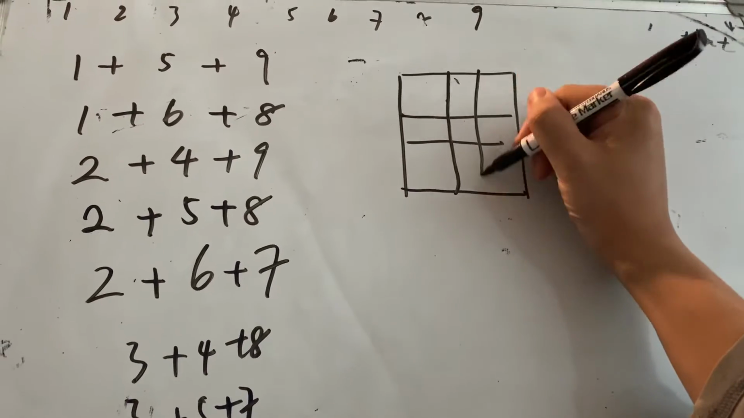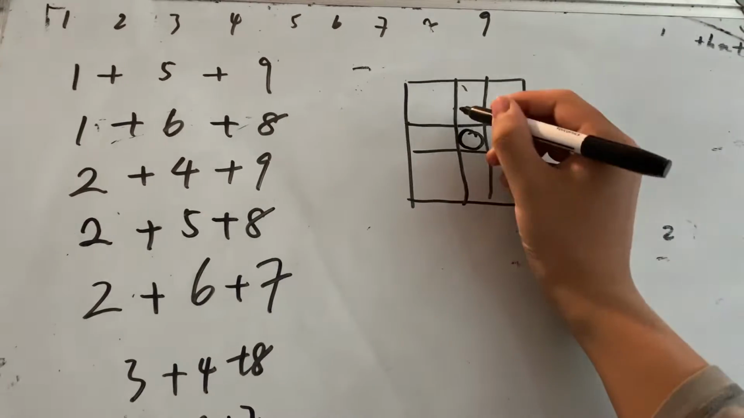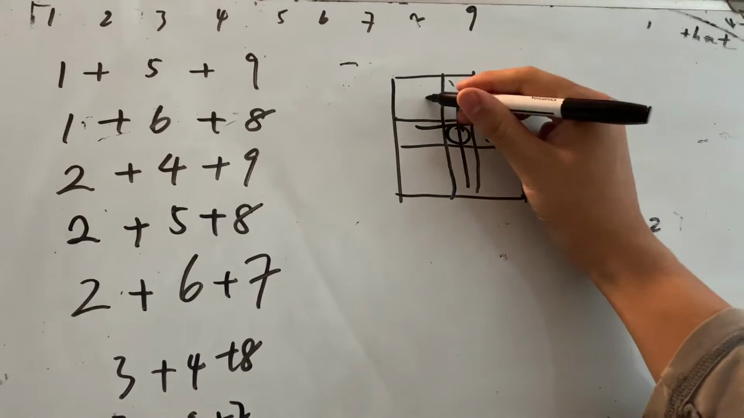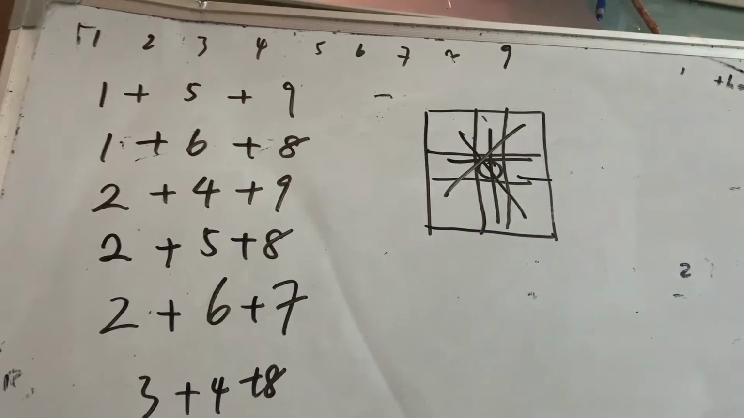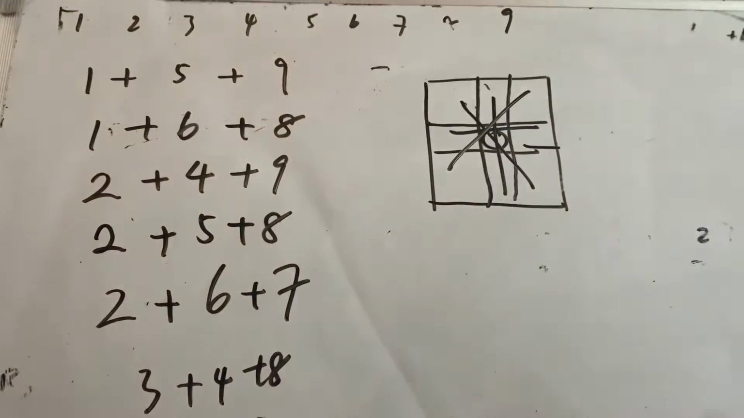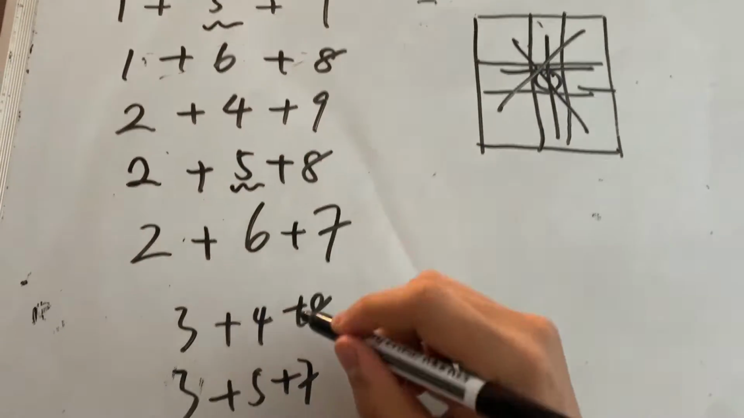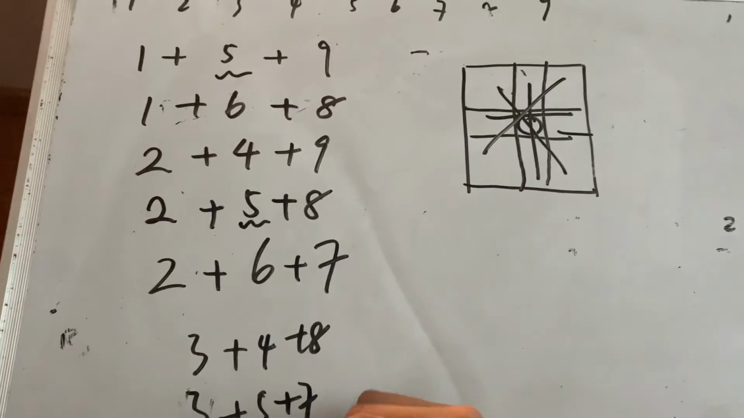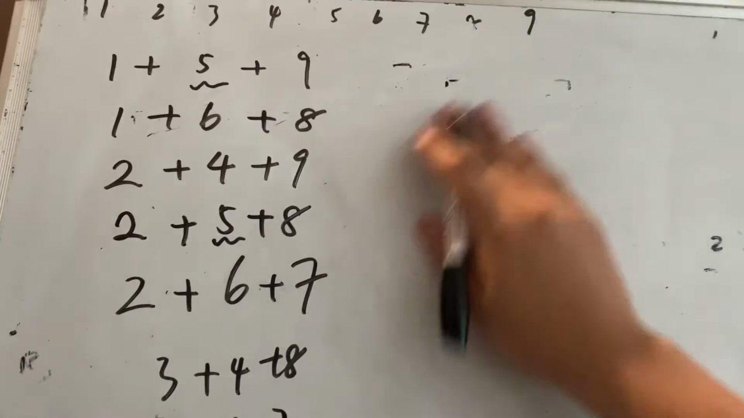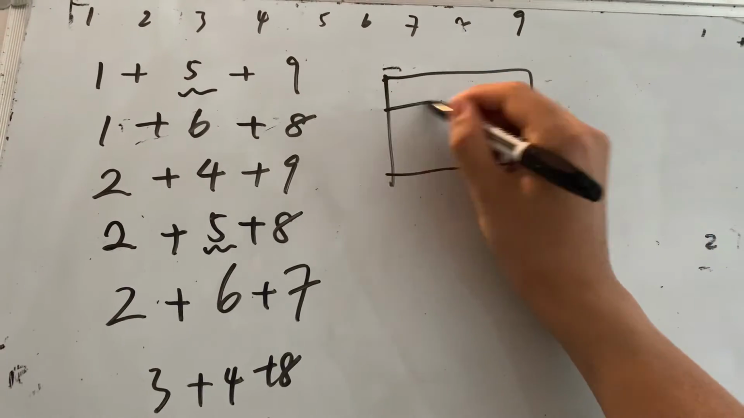How do we prove that? As you can see, being a central number, it requires 4 lines, right? 1, 2, 3, 4. This means that the number in here must exist in 4 different equations. So as you can see, only 5 is this. 5, it has 4 times. So in this way, we can prove that the middle grid has to be 5.